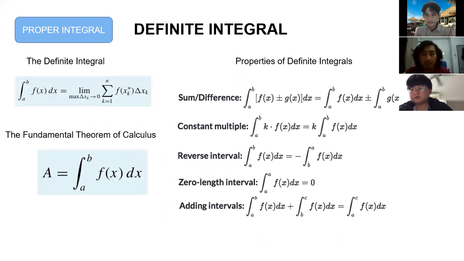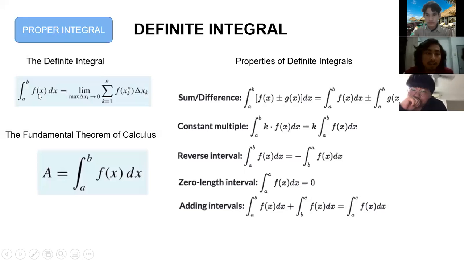Okay. Hello and hi. So we will continue our topic with the definite integral. The definite integral will divide into two. The first one is proper integral, and the next one is improper integral. For the first one, that is the definite integral equation, a is the lower limit and b is the upper limit.